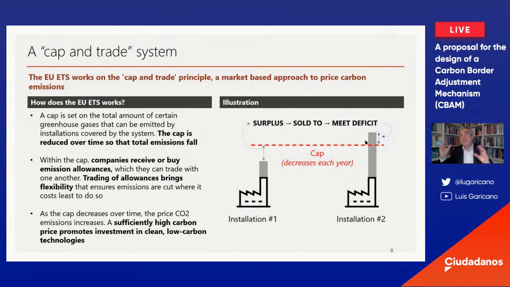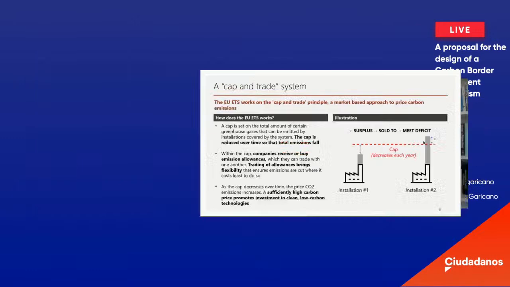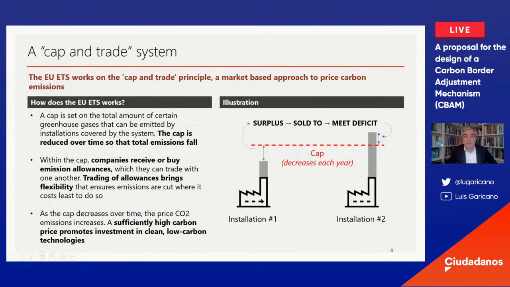Imagine that instead we assign to each company a particular cap, but we didn't allow them to trade. The problem is a company that maybe could have made a big effort and cut their emissions by half, given the permit they have, there's no advantage for them to do it because they cannot sell the permit, so they won't do it. And another company maybe has to reduce and it's very costly for them. So here we distribute the exact path that we are taking of reductions in the smarter way among industries. Here, installation one is selling their surplus to installation two.